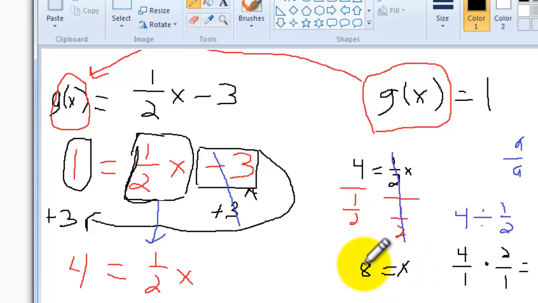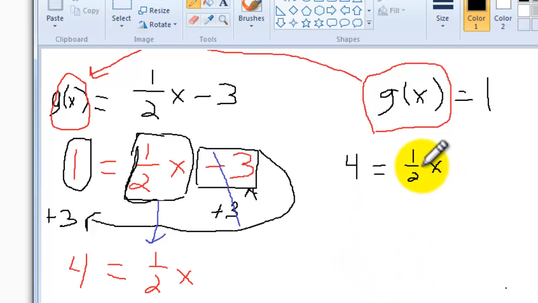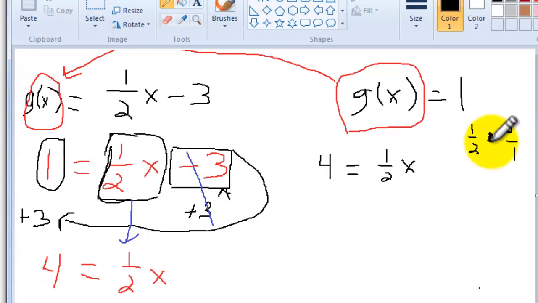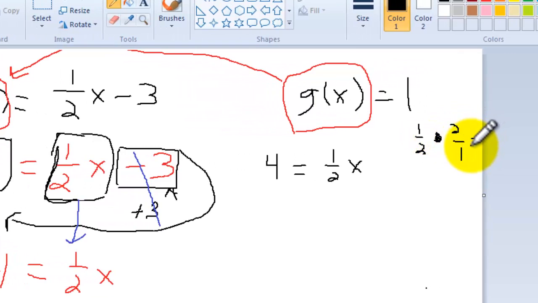That's our answer. So a faster way to think of this, and I've shown this before, is you really multiply both sides of this equation by the reciprocal of 1/2. Okay, when you multiply by the reciprocal, you get 1 back. Because 1 times 2 is 2. 2 times 1 is 2. So you have a fraction of 2 over 2, which is 1. So you can always, when you have these fractions, you multiply by the reciprocal, 2 over 1.